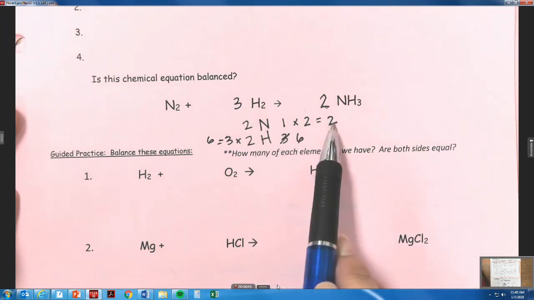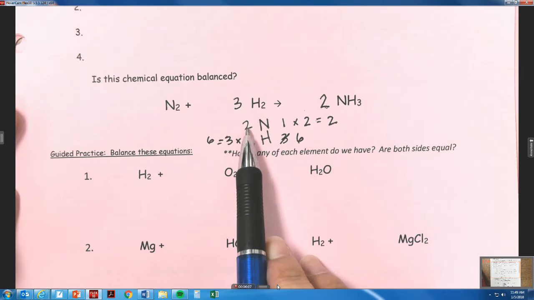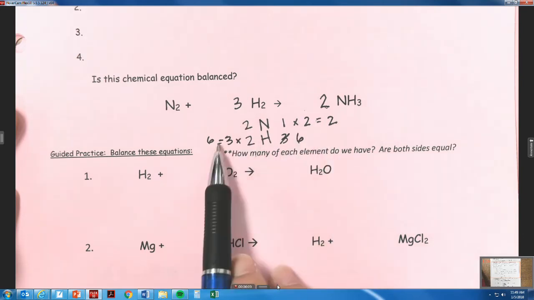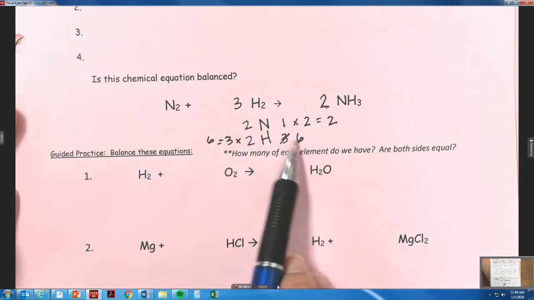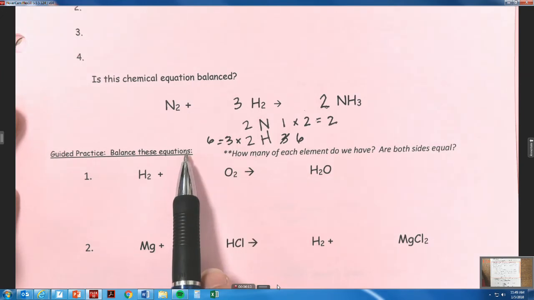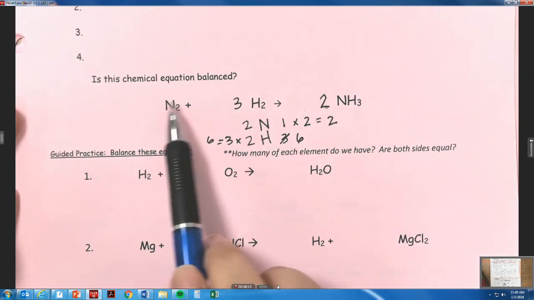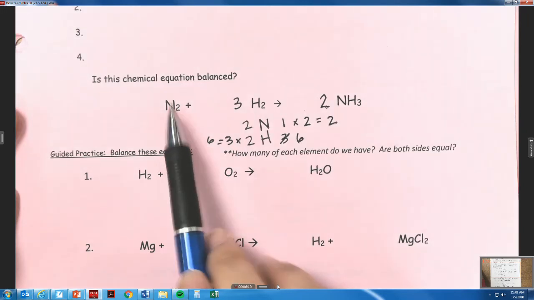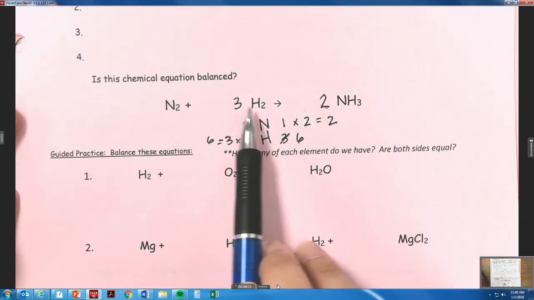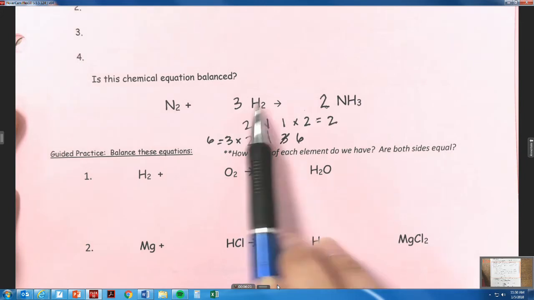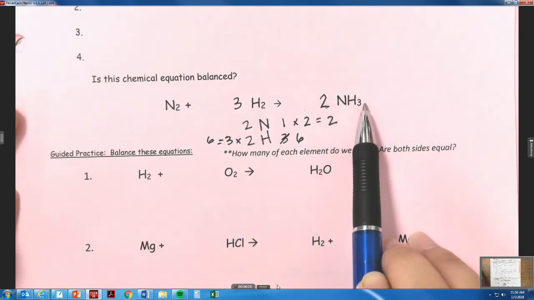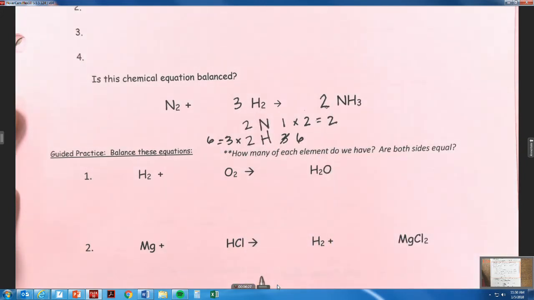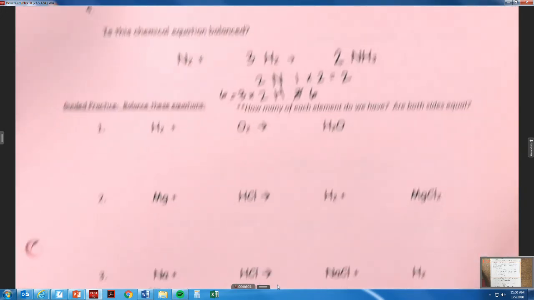I have 2 nitrogens on both sides of my equation, and then I have 6 hydrogens on both sides of my equation, right? You can also look at your equation up top to look at that. 2 nitrogens, 2 nitrogens. Okay, 3 times 2, that's 6 hydrogens, and then 2 times 3, that's 6 hydrogens there as well. Okay, so let's go ahead and continue. Let's do a few more examples.